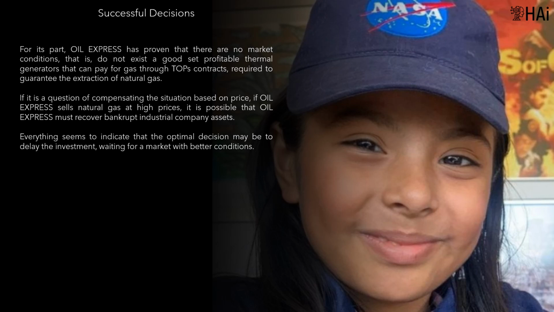For its part, Oil Express has proven that there are no market conditions, that is, there does not exist a good set of profitable thermal generators that can pay for gas through tops contracts, required to guarantee the extraction of natural gas. If it is a question of compensating the situation based on price, if Oil Express sells natural gas at high prices, it is possible that Oil Express must recover bankrupt industrial company assets. Everything seems to indicate that the optimal decision may be to delay the investment, waiting for a market with better conditions.